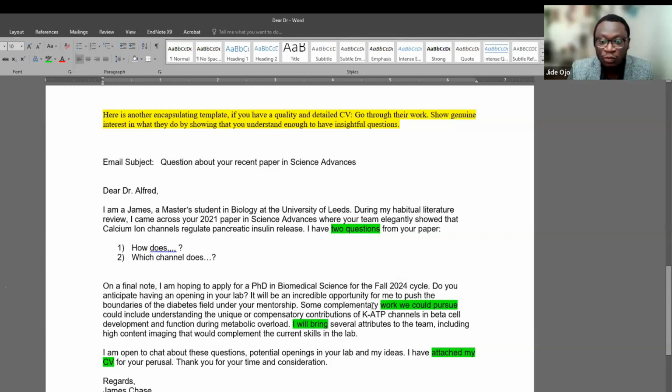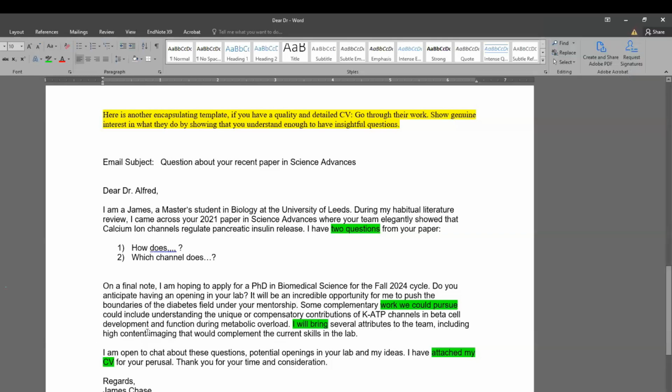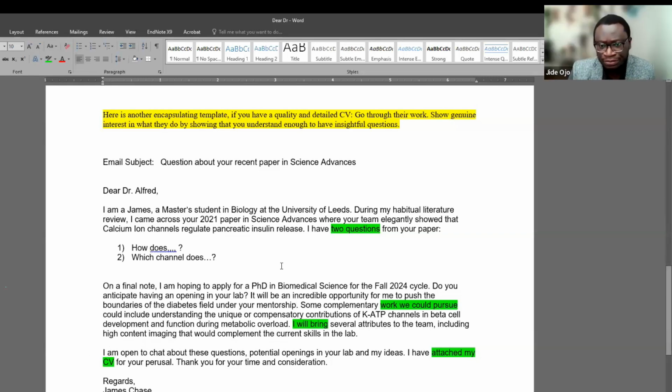Some complementary work we could pursue could include understanding the unique or compensatory contributions of potassium channels in beta cell development and function during metabolic overload. I will bring several attributes to the team, including high content imaging that will complement the current skills in the lab. So that's just it. And of course, they attach the CV.